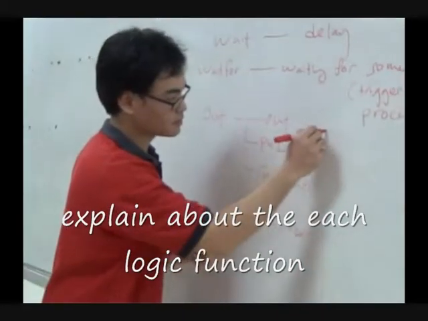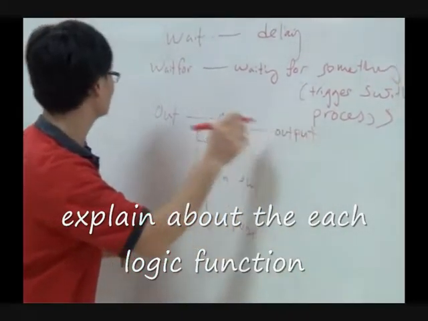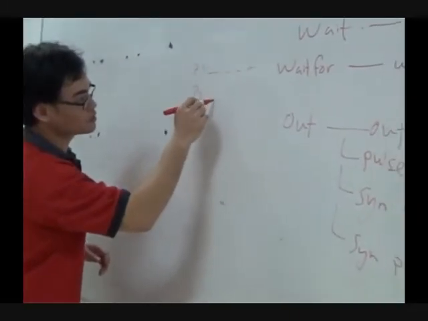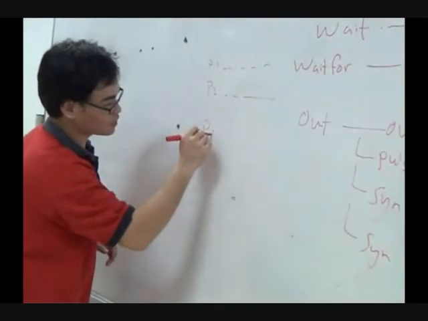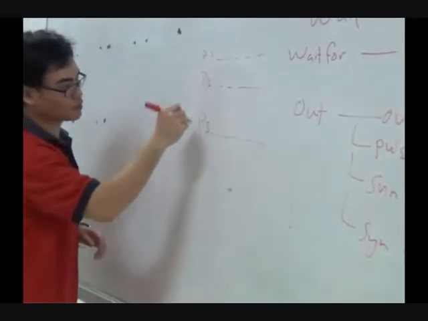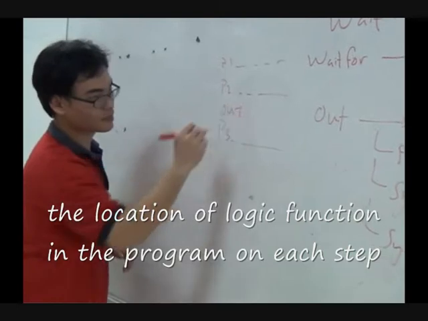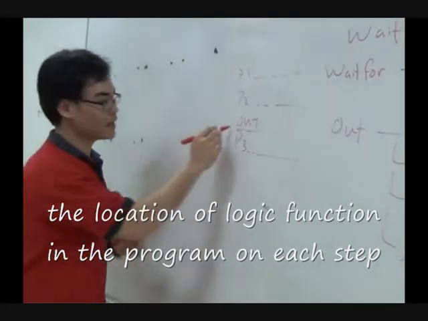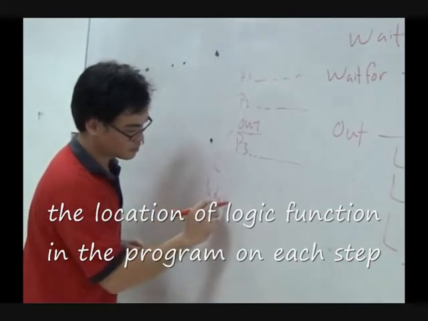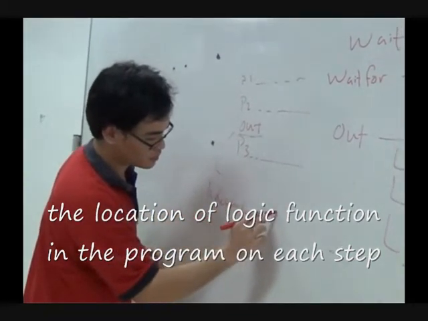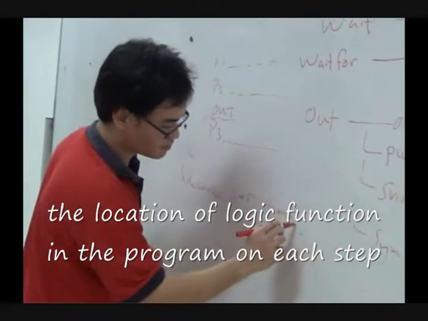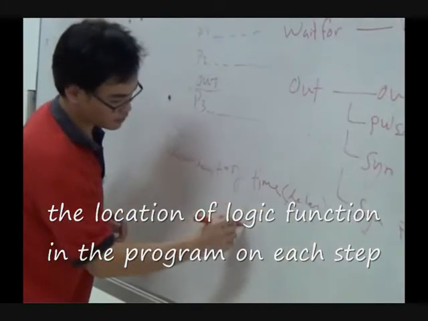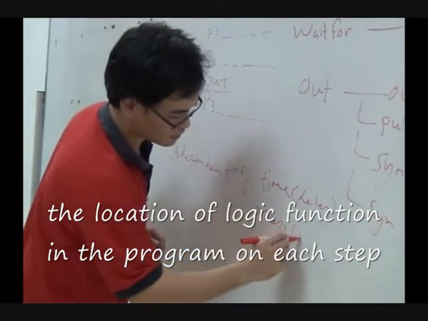Out is an output. For example, if you have one line of program, let's say point 1, blah blah blah, point 2, and let's say in between point 2 and point 3, you put an out. So after point 2, the output will be executed. It's independent of time, say delay, and it's independent of process, which is a path.